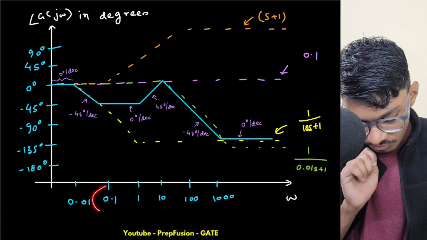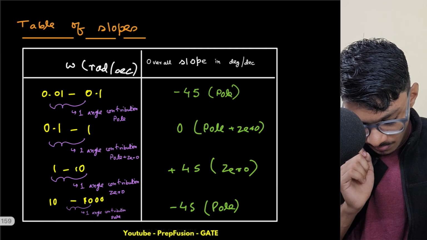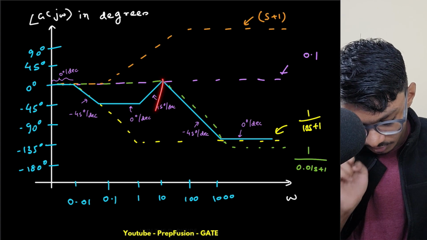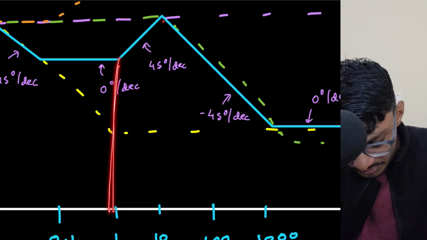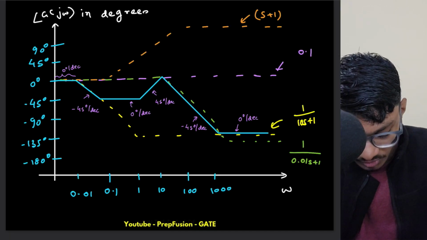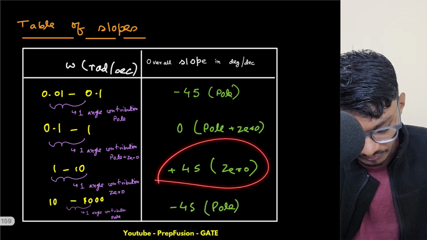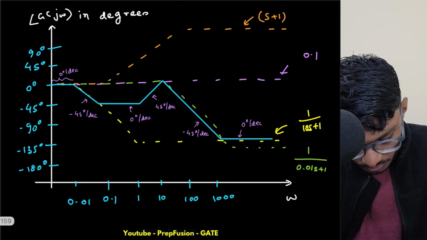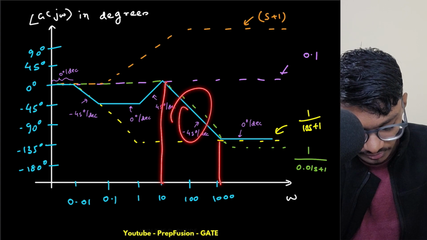Good. Now from 0.1 to 1 slope is 0. Now from 1 to 10 my slope is 45. Even if it's not perfectly aligned, you can understand, right? Between 1 to 10 my slope is 45, and here it also mentions 45. Now between 10 to 1000 my slope is minus 45.